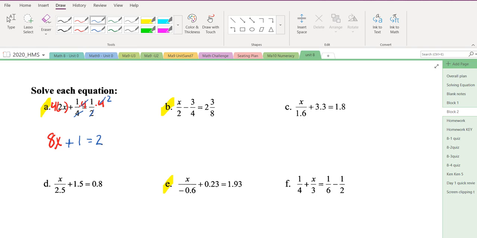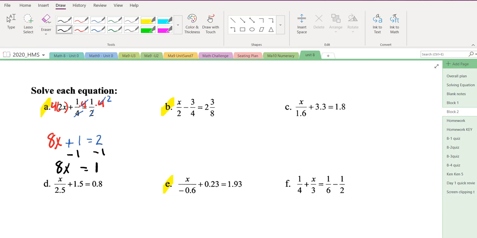The first thing we do is add or subtract once we get it to this stage. Everything's integers. All right? So we have plus 1. What's the opposite of plus 1? Levi? Negative 1, yeah. Subtract 1. Because plus 1 and minus 1 cancel each other out. So we're left with 8x. The 1's cancel out. 2 minus 1 is 1. Right? Then 8 times x is equal to 1.